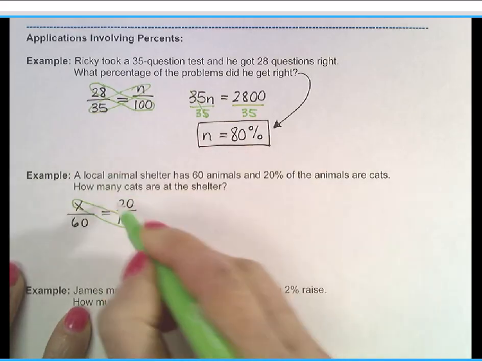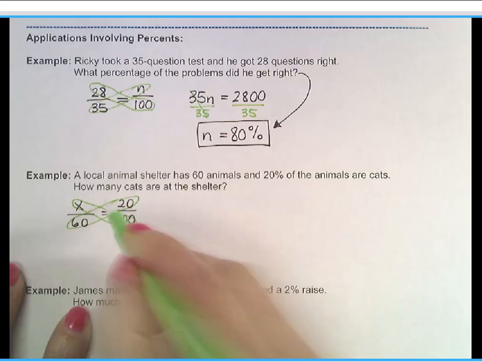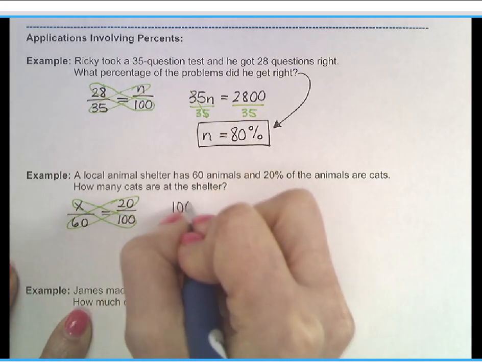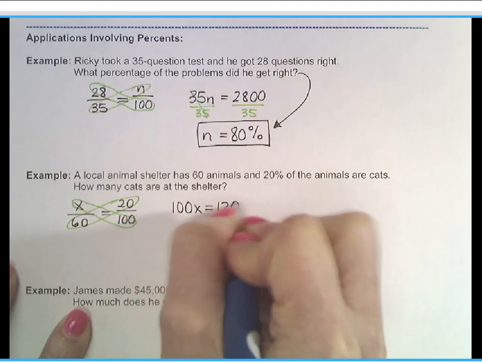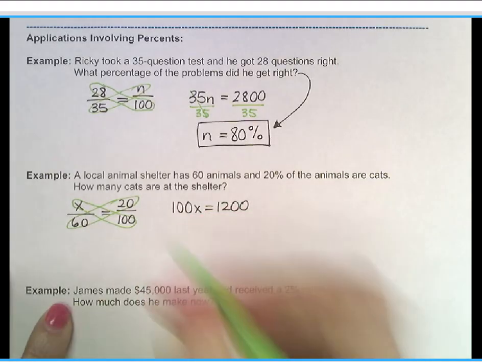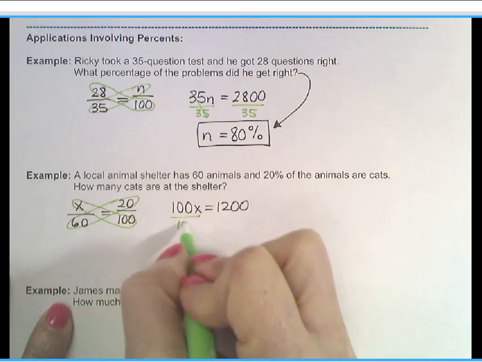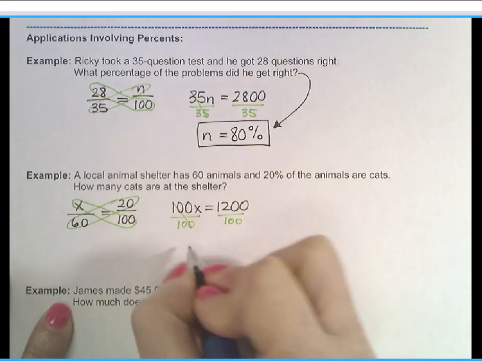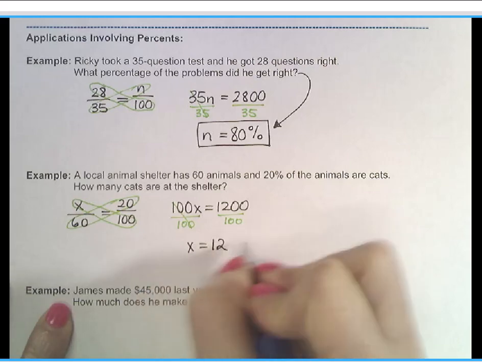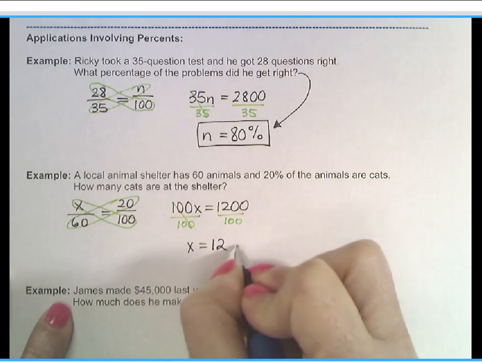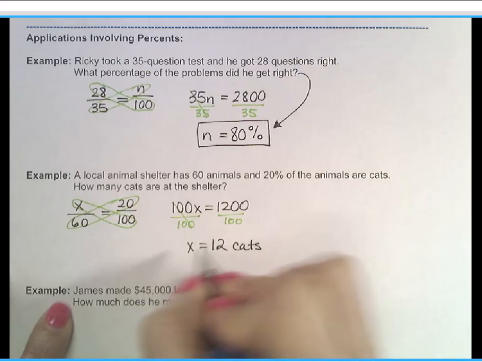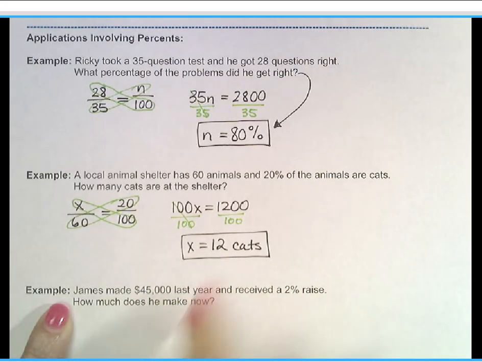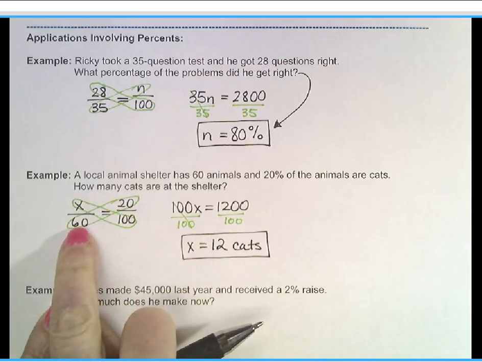you've got 100x, and you've got 1200 when you multiply, and then we're going to divide both sides by 100. Maybe this math you can do in your head, and you're going to end up with 12. And this is not a percent, it's 12 cats. 12 out of the 60 animals are cats.